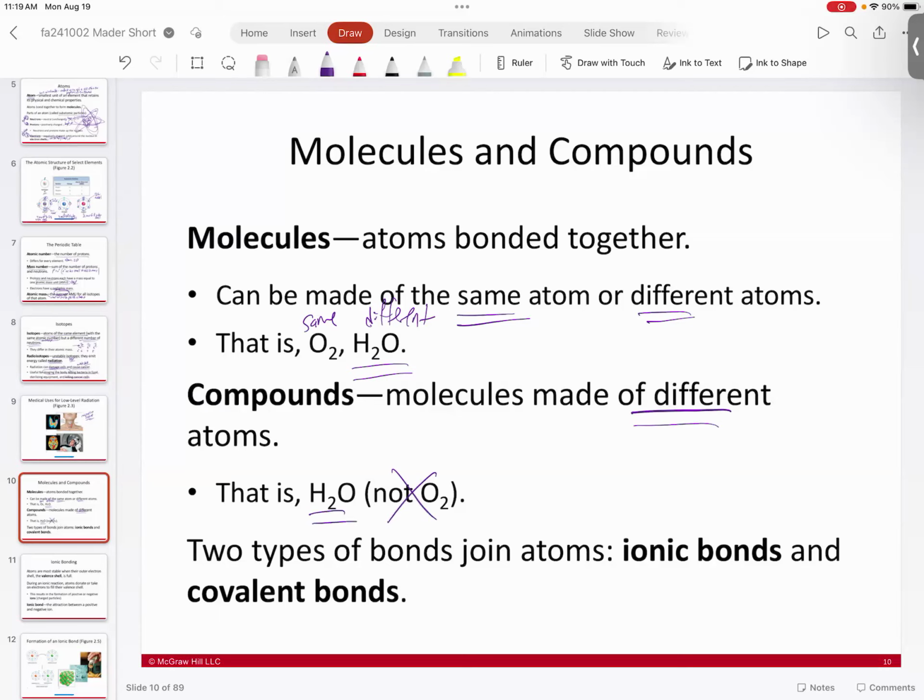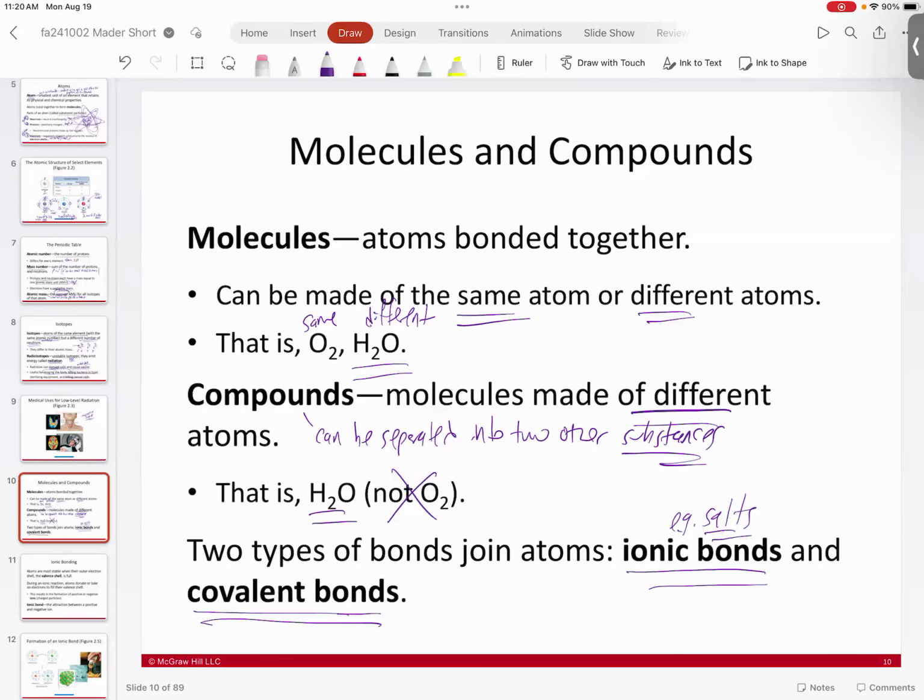So basically, a compound is defined as something that can be separated into 2 other substances. So water, for instance, can be separated into hydrogen and oxygen. Now, generally speaking, holding these atoms together are 2 different types of chemical bonds. You either have ionic bonds, which is essentially what we think of when we think of salts, and we have covalent bonds, which are non-salts.